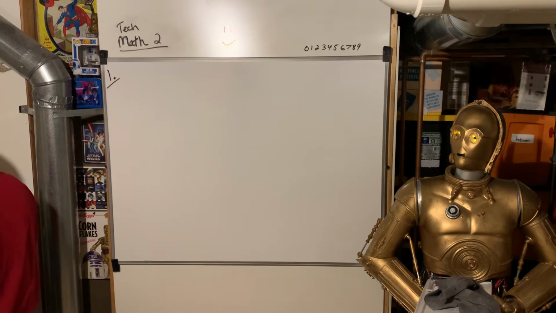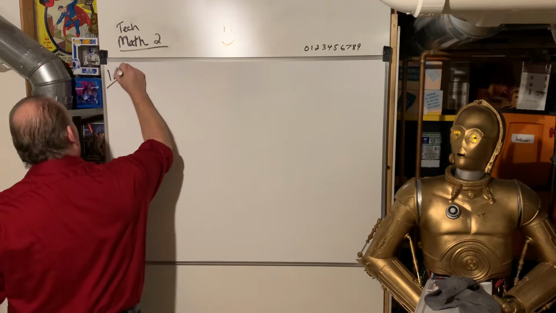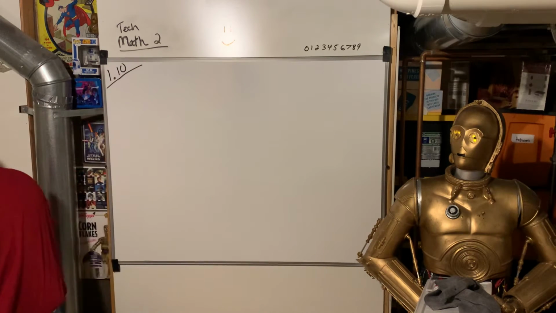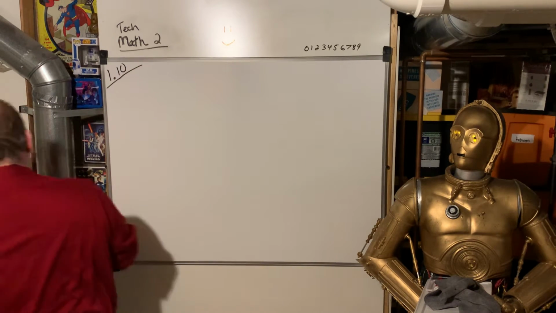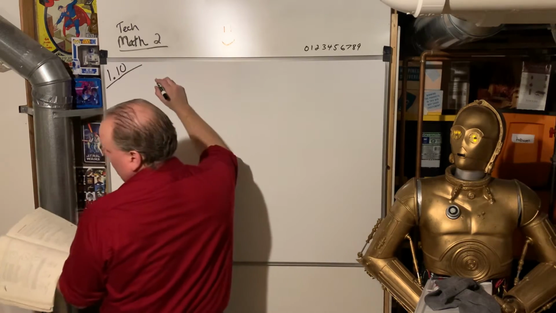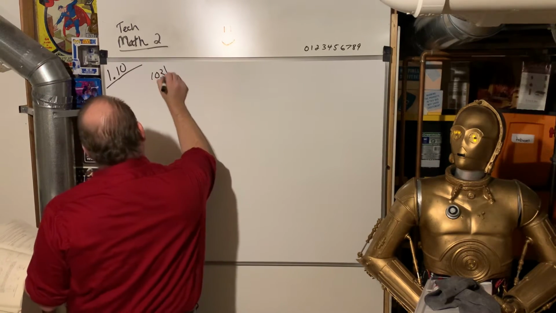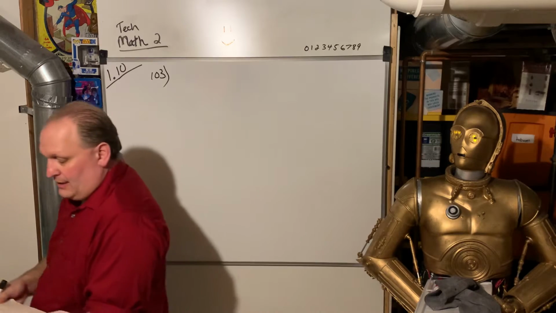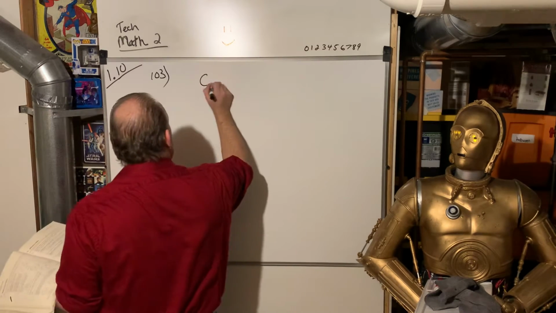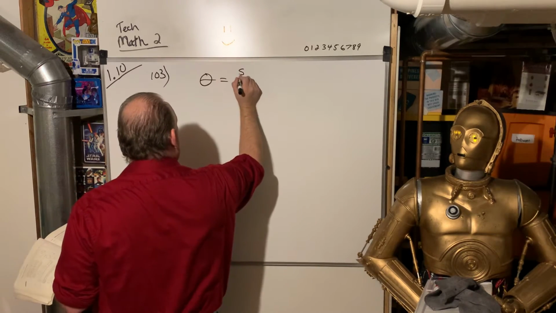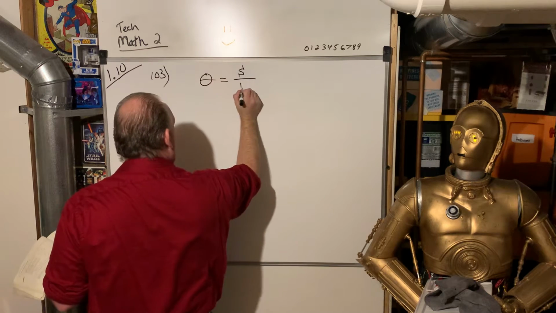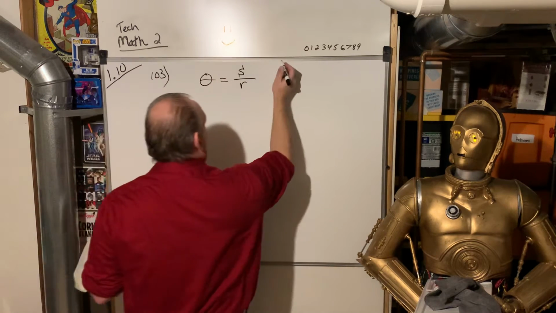In simplest terms here, where the origin of it came from, if you take a look at page 37 in the red book and 103, take a look at problem 103, they give you theta is equal to S, that is arc length, over R, that is the radius of the circle.